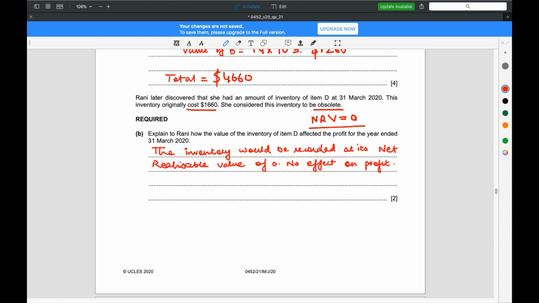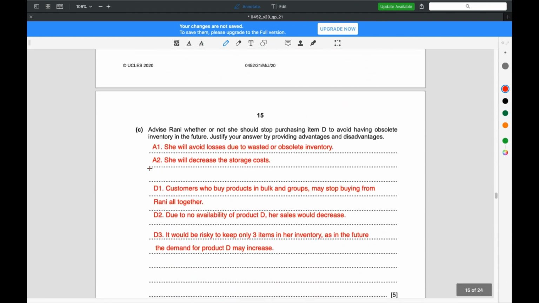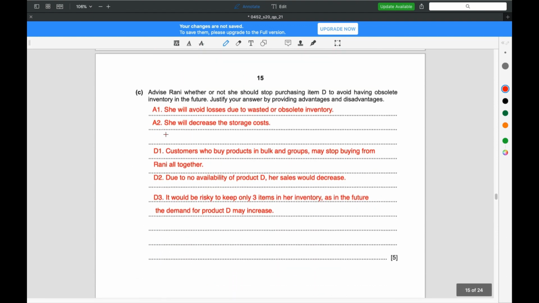So then it will have increased the profit because you gained out of that, right? So that is going to be the answer for part B. Part C, right? He says, advise Johnny whether or not she should stop purchasing item D to avoid having obsolete inventory in the future. Justify your answer.